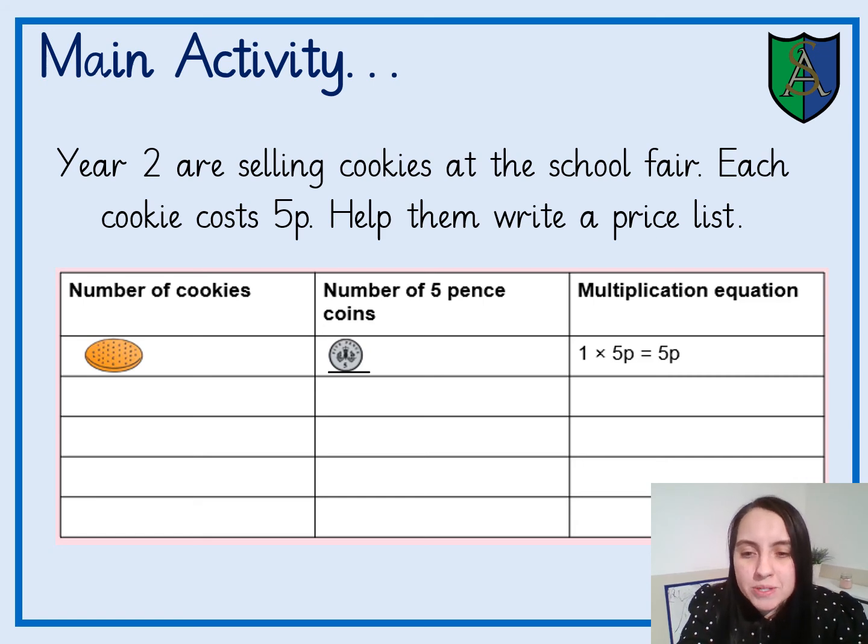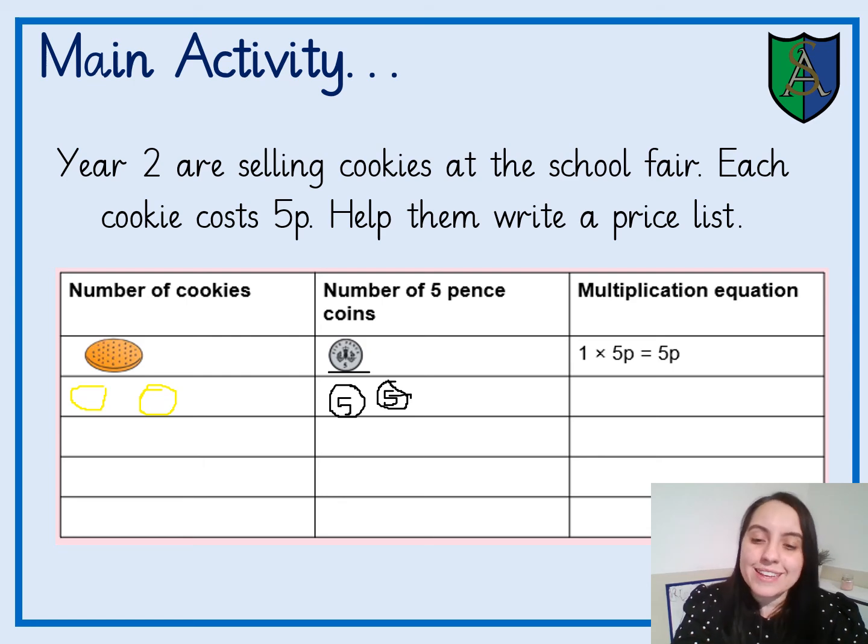Let's have a go at doing number 2. So here, if I was you, I would be drawing 2 little cookies, 1 cookie there and 1 cookie there, okay? Now, how many 5p coins am I going to draw this time? If I've got 2 cookies and each cookie is worth 5p, how many 5p pieces am I going to draw? Well done if you said 2. That's correct. We need to draw 2 5p coins. Ooh, not very good with this mouse. So we've got 2 cookies and 2 5p pieces because 1 cookie is worth 5p.